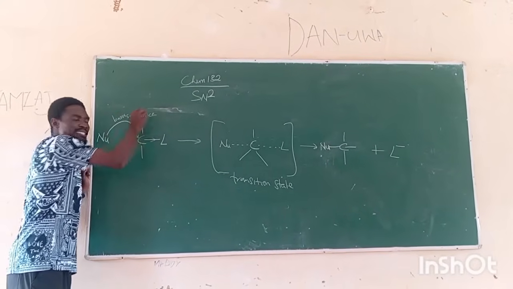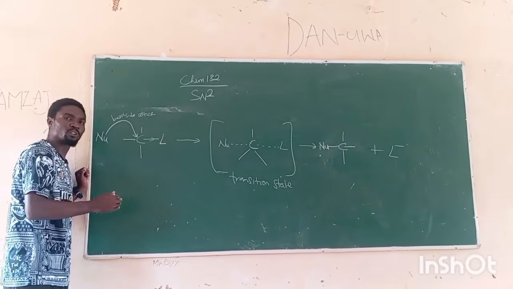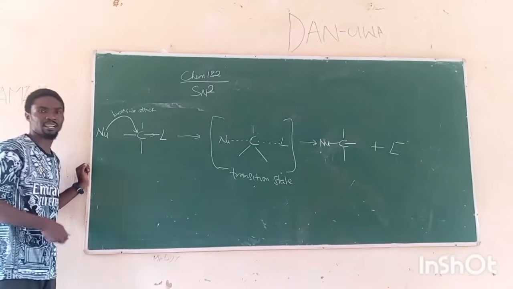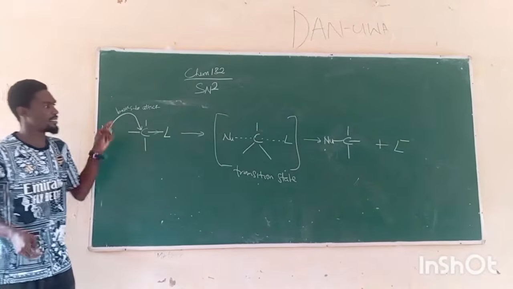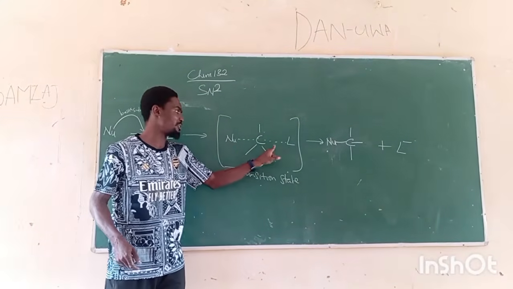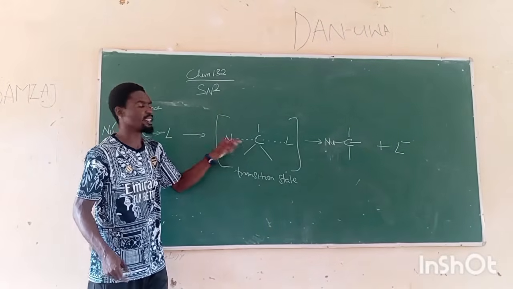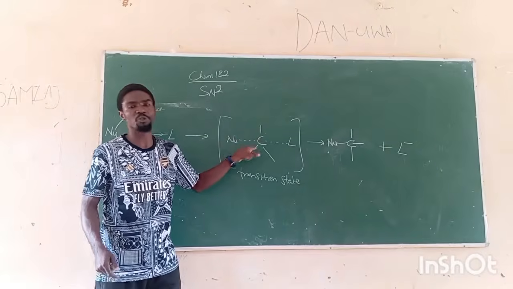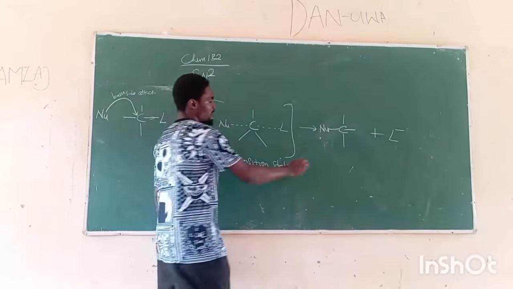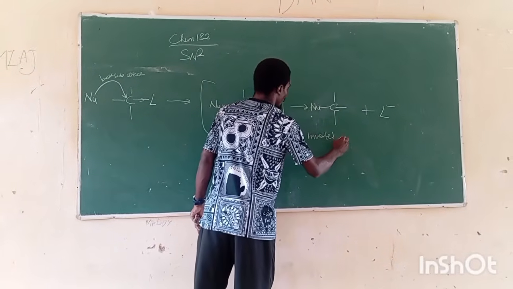Some may ask, why does it have to be a backside attack? Because there will be resistance by the leaving group if it were to come from the front. So it has to be a backside attack. Within that, you have the leaving group in the process of leaving in the transition state, and the nucleophile in the process of attaching, substituting the leaving group. And at the end of the day, you have a product with an inverted configuration.